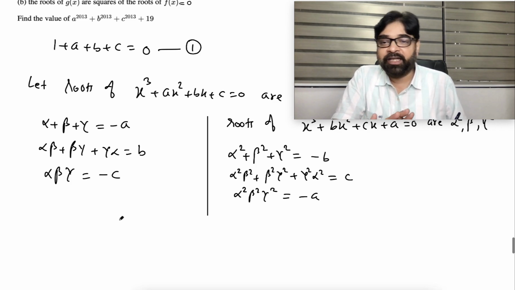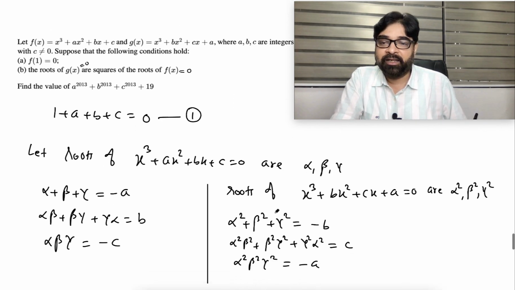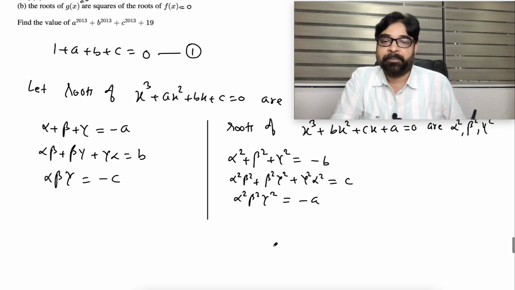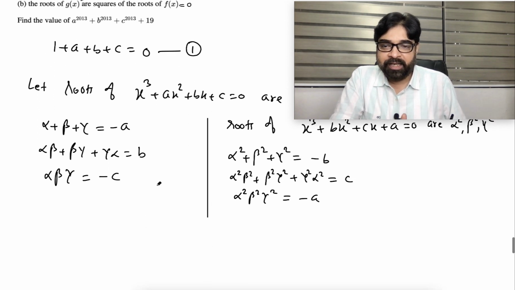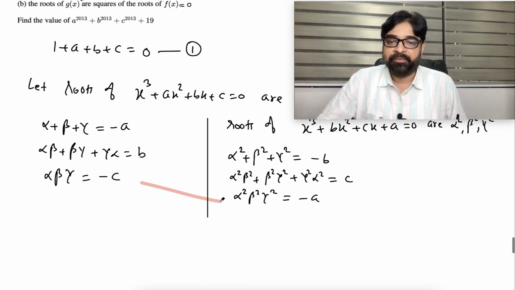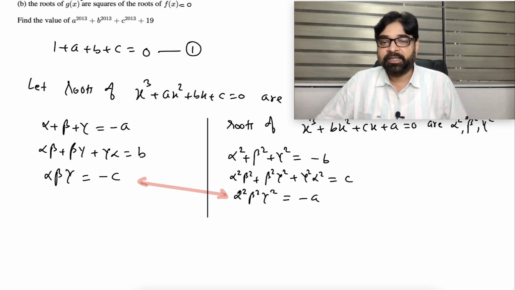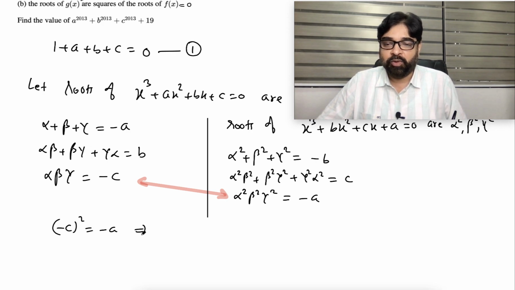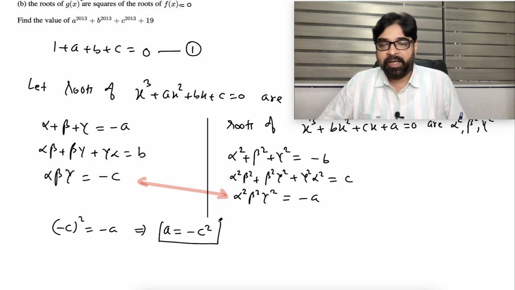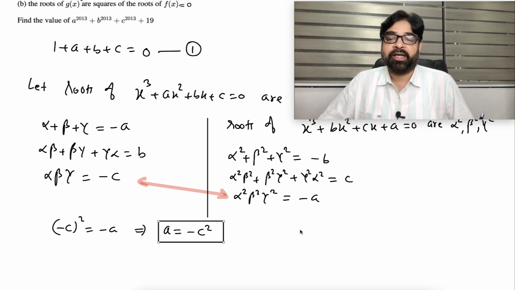So first thing, very clearly I can say, is there any mistake? No mistake. Very clearly I can say these two I can relate, this and this. So alpha beta gamma equals minus c, and alpha square beta square gamma square equals minus a. That means alpha beta gamma whole square equals minus a. So minus c whole square equals minus a. So your first equation is ready: a equals minus c square. One relation between a and c I got.